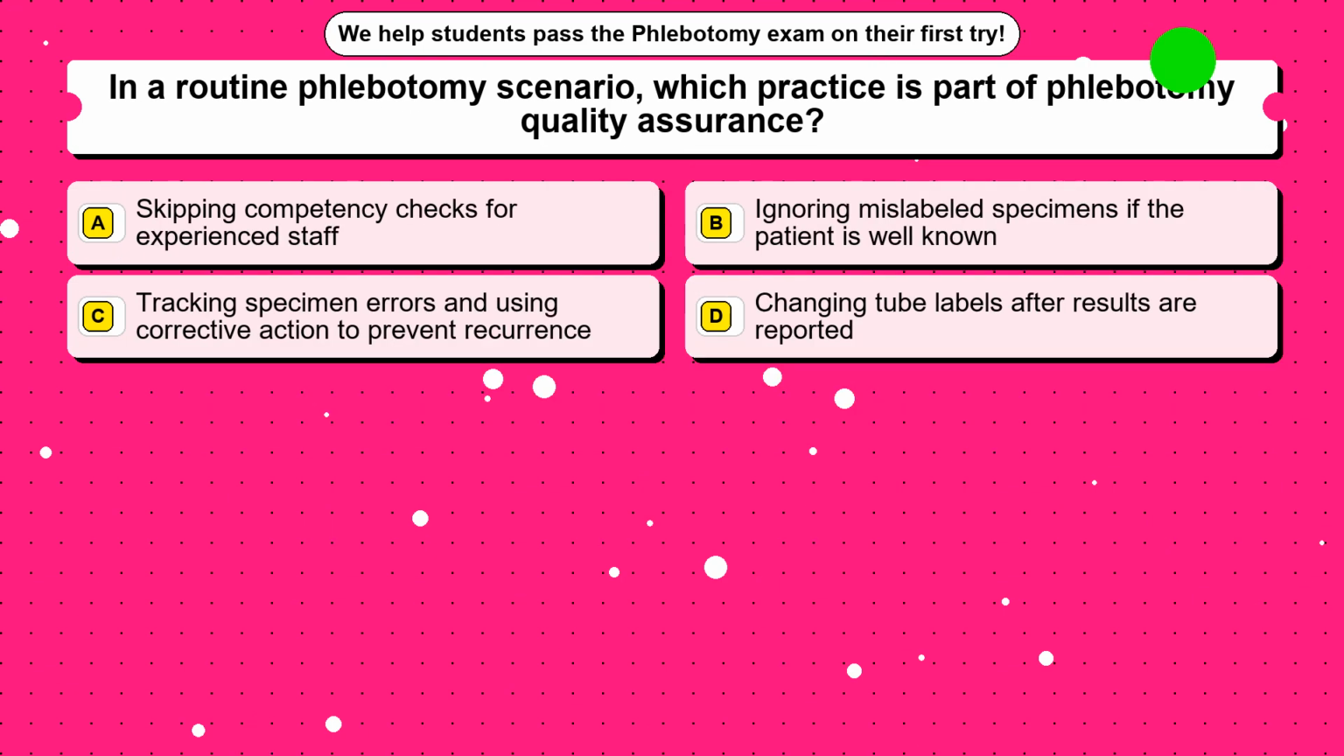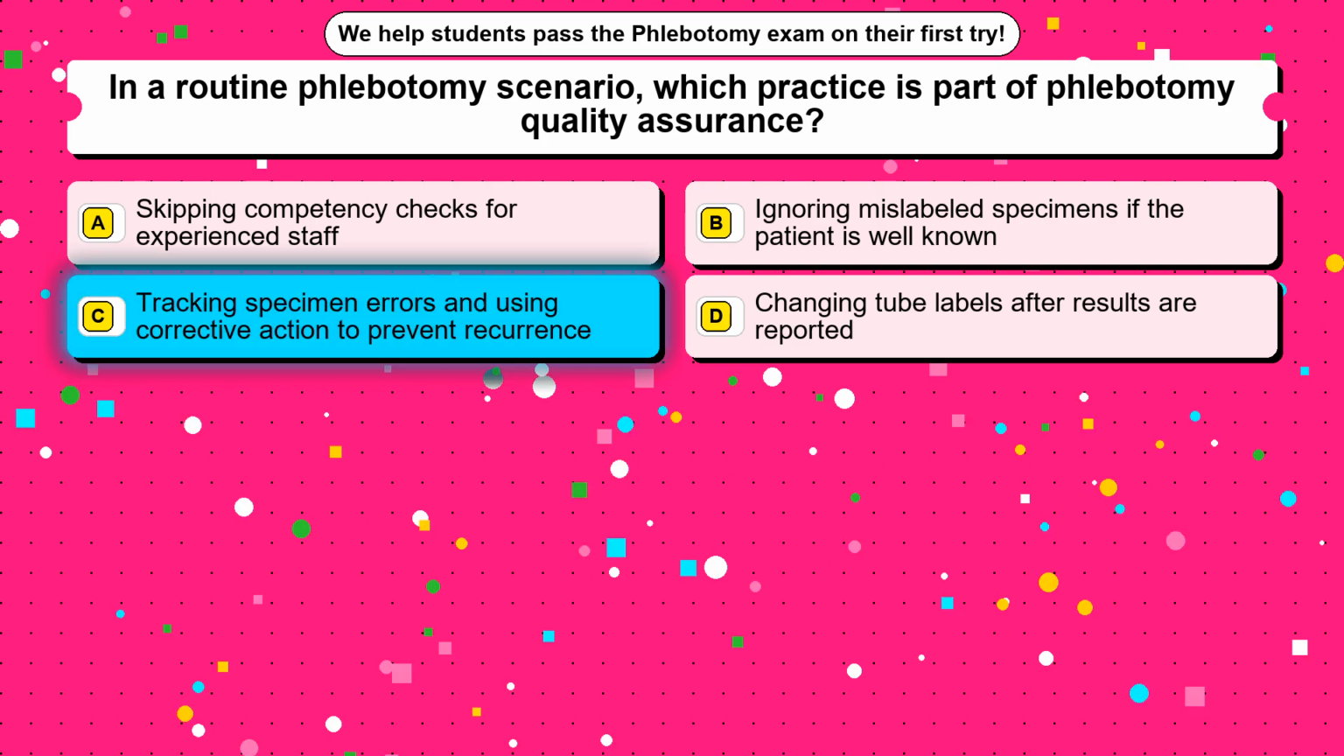Question 100. In a routine phlebotomy scenario, which practice is part of phlebotomy quality assurance? Option A. Skipping competency checks for experienced staff. Option B. Ignoring mislabeled specimens if the patient is well known. Option C. Tracking specimen errors and using corrective action to prevent recurrence. Option D. Changing tube labels after results are reported.